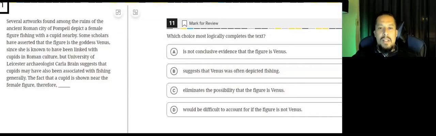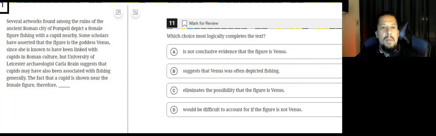Which one logically completes the text? So we've already read the passage and the question. Let me put some pieces together before we check the answer choices, right? So it talks about artworks and it depicts a female figure fishing with Cupid nearby. Okay, so some scholars believe that this figure was Venus.